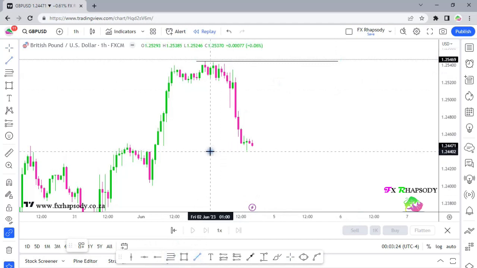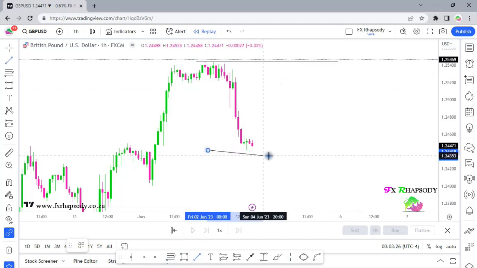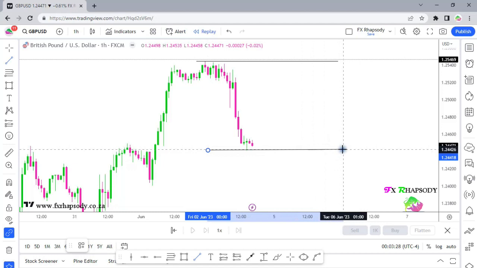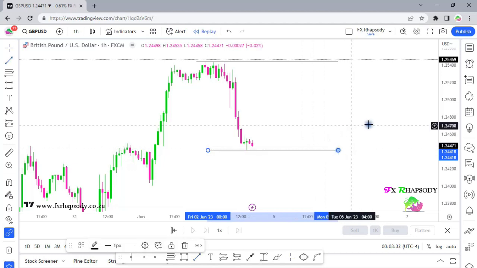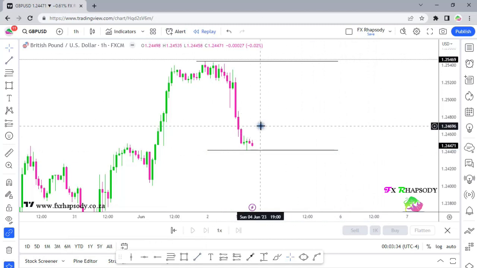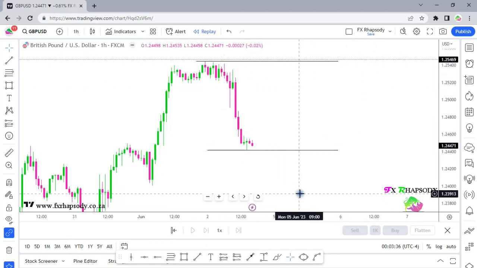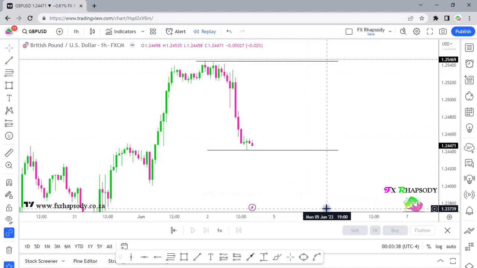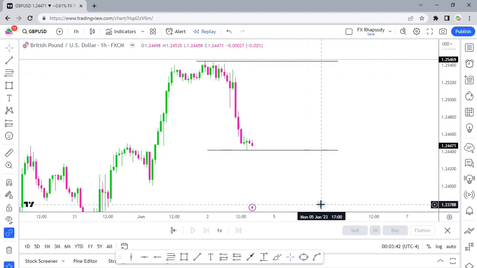Or has price gone and taken out a lot more liquidity that it needs to? Now price is going to start moving downwards. You need to look at the higher time frames, to look at the bigger picture and see what price is doing. So guys, that's all from my side.